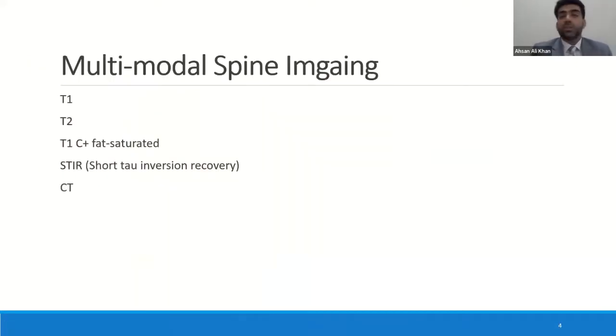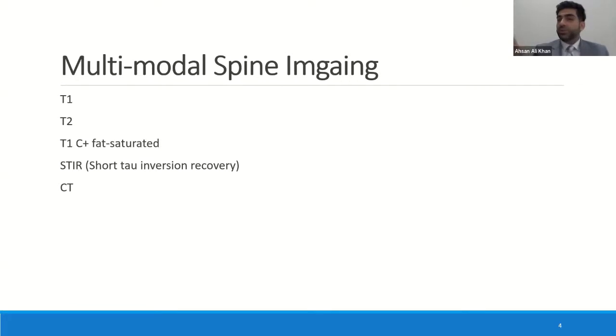Okay, so this slide again is only, right now, I'm not showing you any feature, but I just want you to understand that spine imaging for oncology is not only MRI or CT. There are different sequences that we look at, right? So there's T1, T2, T1 contrast enhanced, fat saturated, STIR imaging, and CT. I'm going to explain further why we need them, but one thing that you have to remember is that all these sequences complement each other.